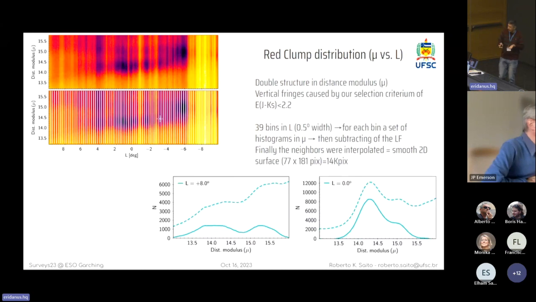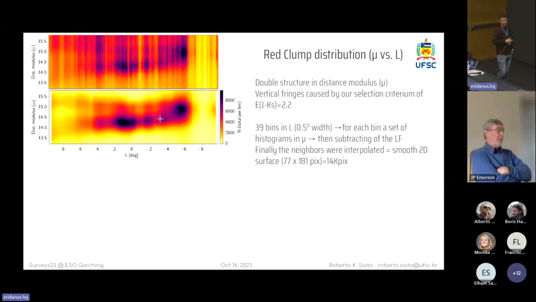We started to clean up the data by slicing it in longitude, and then for each beam doing histograms, trying to map the distribution, then subtracting the luminosity function. After all these steps, you now have a smooth 2D surface, and we also interpolate the neighbors to create this. So this is a cleaner view of the basic structures in the first plot.